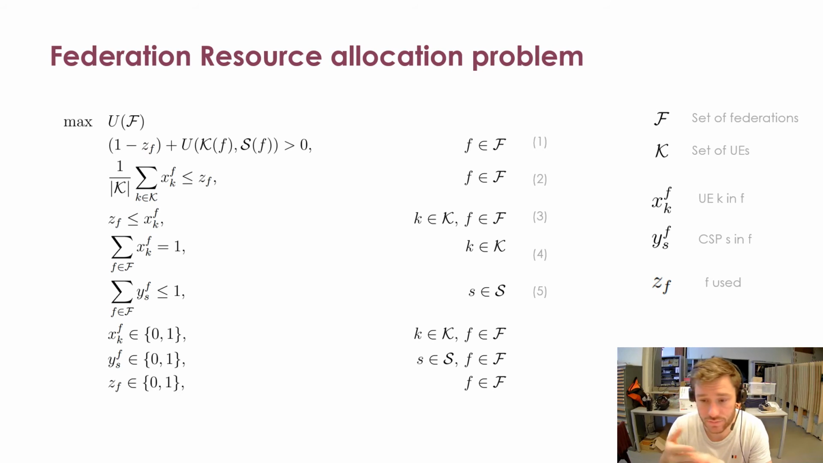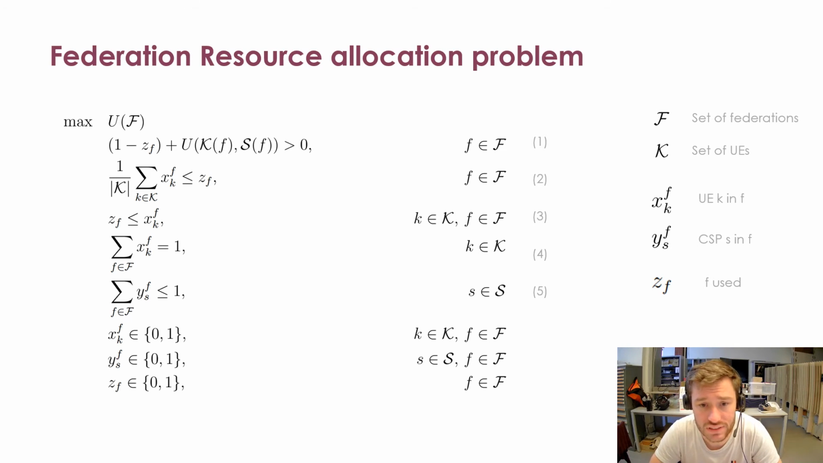F is a set of federations, K is a set of user equipments, and then we have 3 binary values, where the first one, X, denotes if the user equipment K is in a federation F, Y is if CSP S is allocated to the federation F, and the last binary value depicts if a federation is used or not. So we want to maximize the overall user utility function.